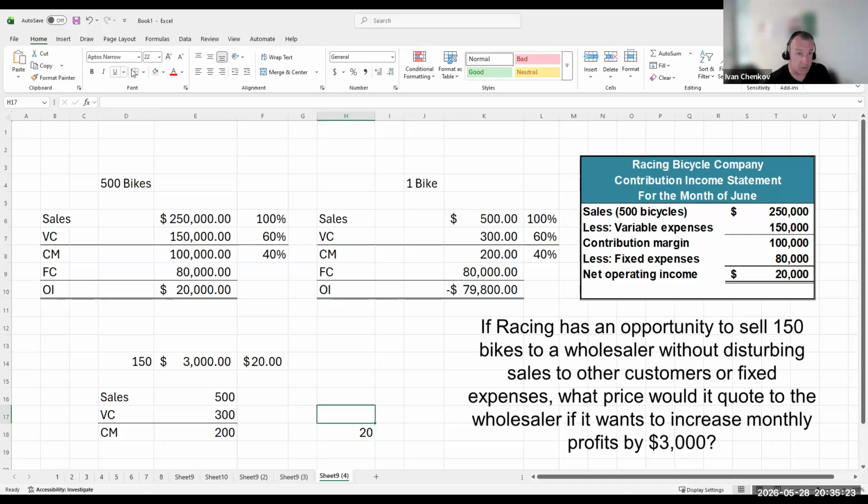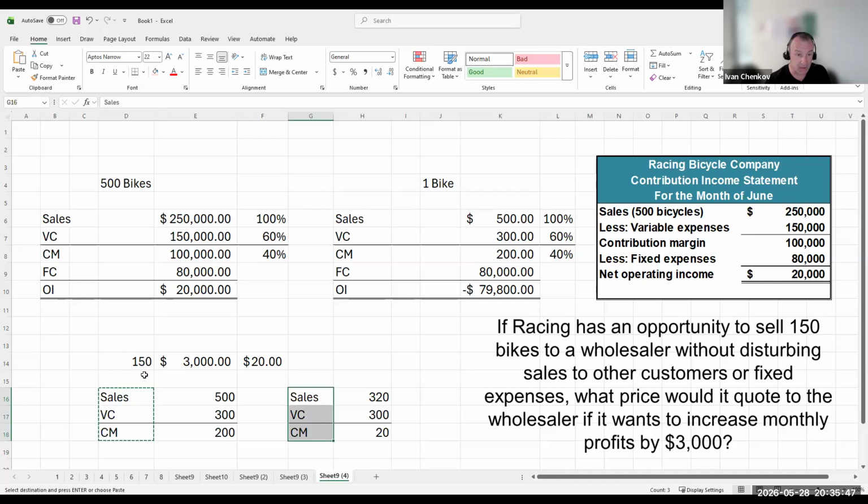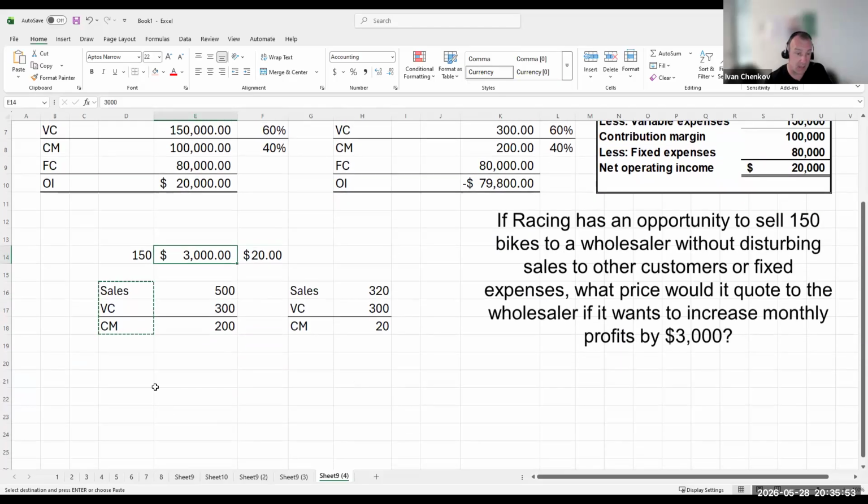I know my variable cost is 300. So how much should my sales price be? Obviously, it should be 320. If my sales price is 320, that's going to guarantee me a contribution margin of 20. And when I sell 150 bikes, it's going to give me the profit that I want. That's one way to approach the case. The other way to approach the case is, okay, since the fixed cost is not part of the game, I want a contribution margin of $3,000.